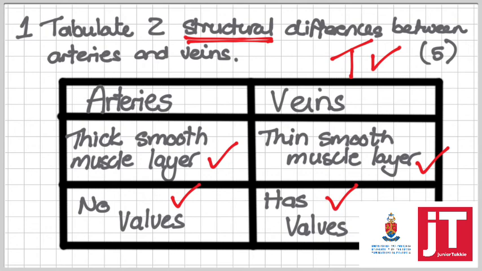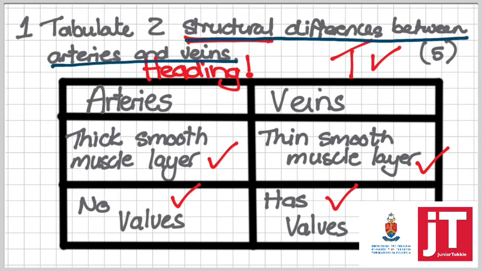Now you might wonder, where's the heading? Well, I've left that for last because I just want to show you how easy it is to put a heading together. When we look at a heading, it's important to put the variables in the heading. What we are comparing here are arteries and veins, so those two definitely need to be in my heading. And if we write it down correctly, we're going to say that these are the structural differences compared between arteries and veins. And there I have all of the variables for my heading, and I should get 5 out of 5 for this question.